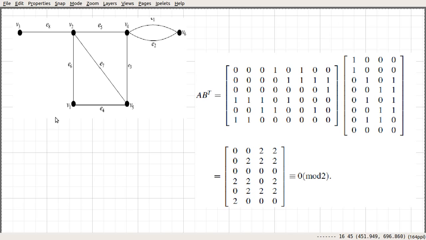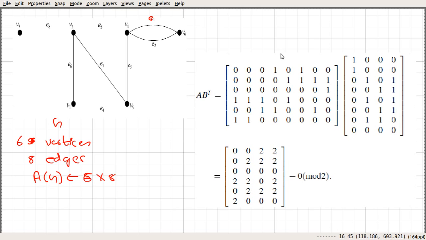So let's consider this graph G. Here we can see that this graph has 8 edges, E1, E2 up to E8. So the incident matrix of this graph G is going to be a 5 by 8 matrix. Sorry, it has 6 vertices, not 5. V6 is also there, right? So that says this matrix will be a 6 by 8 matrix.